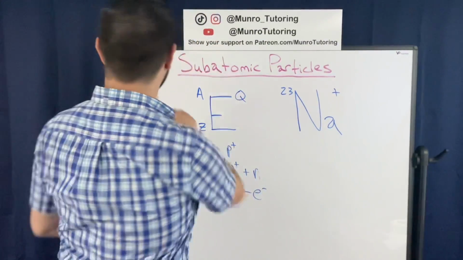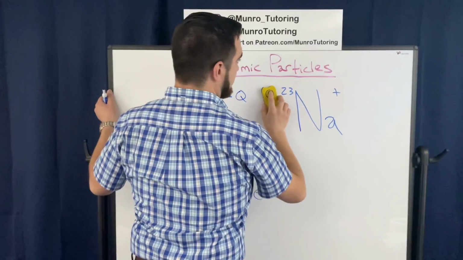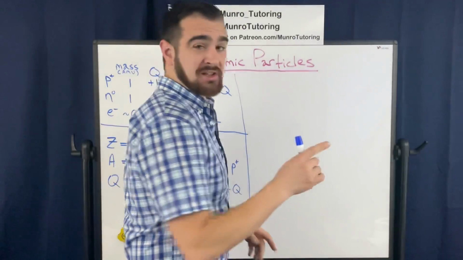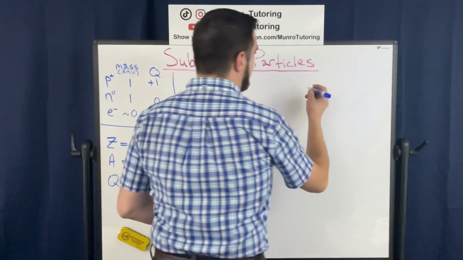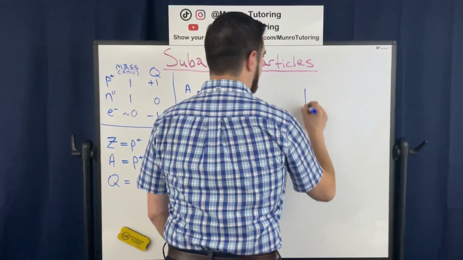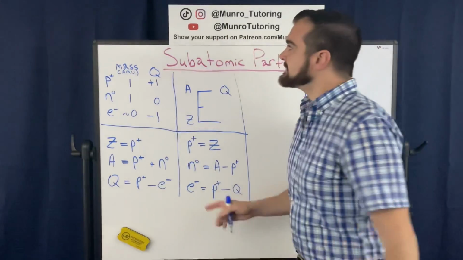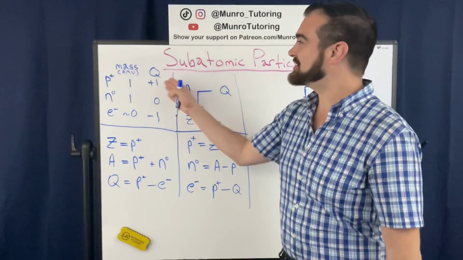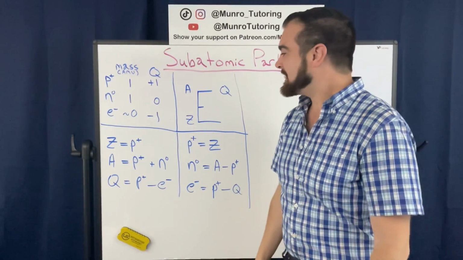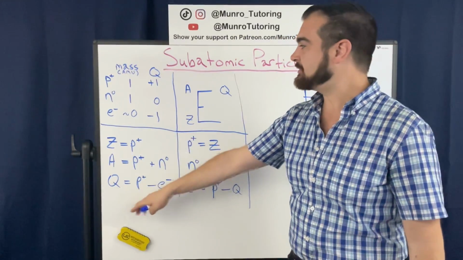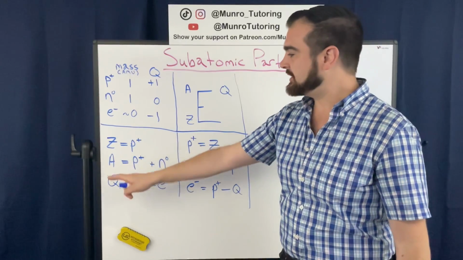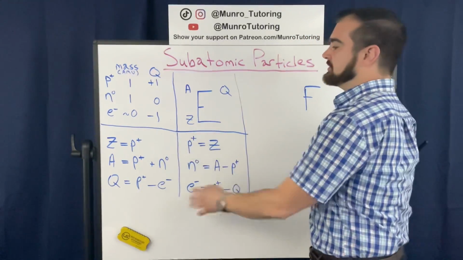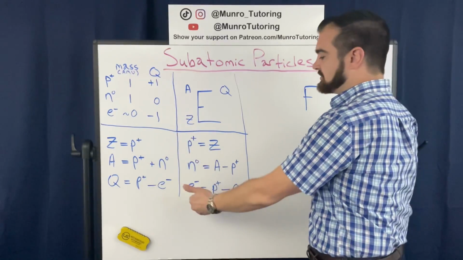Let's do a different example. Let's now do something with a negative charge. So let's do fluorine. I also quickly rewrote some of these formulas over here. My little table, a little neater, for the mass and charge of each subatomic particle. And then the formulas written out for atomic number, mass number, and charge in terms of the subatomic particles, as well as the reverse, when you're solving for the protons, neutrons, and electrons.